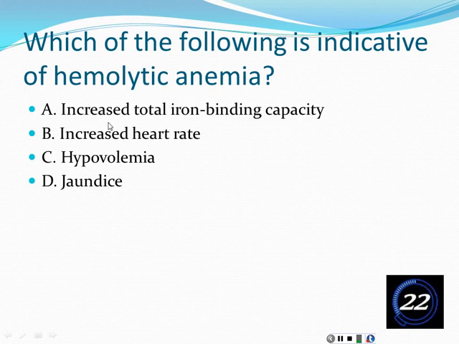So increased total iron binding capacity, we're going to see that in iron deficiency. You know, essentially the proteins of the body are like reaching out for any little iron that they can get, so iron will bind much more rapidly. Increased heart rate we see in all anemias, regardless of type. And that's because one of the body's responses to a low oxygen condition is to make the heart beat faster to try to increase cardiac output.